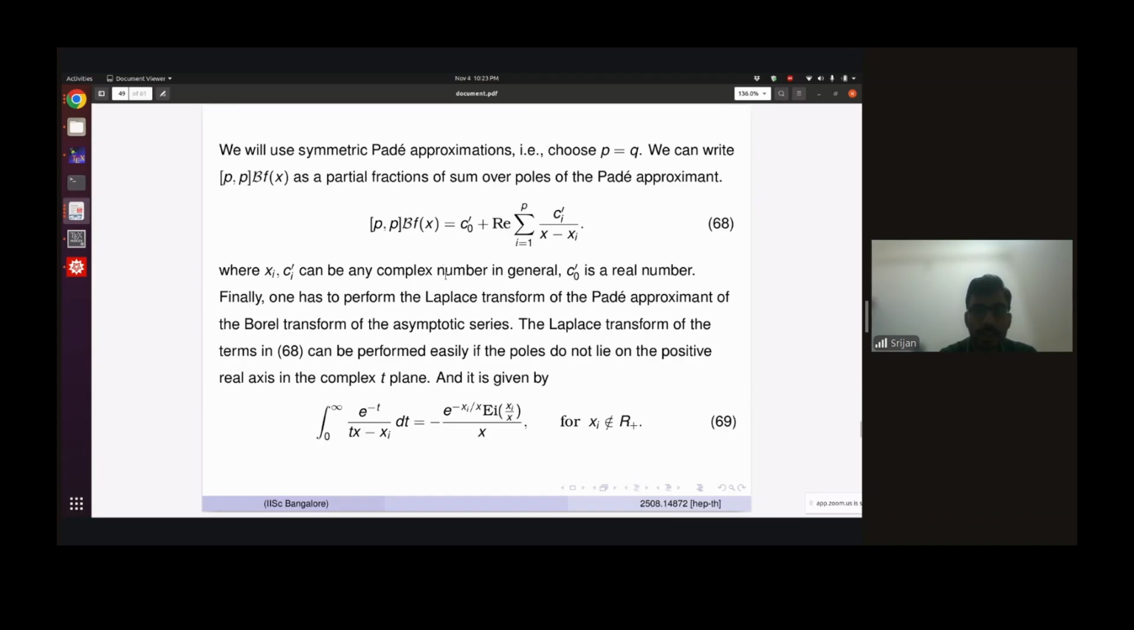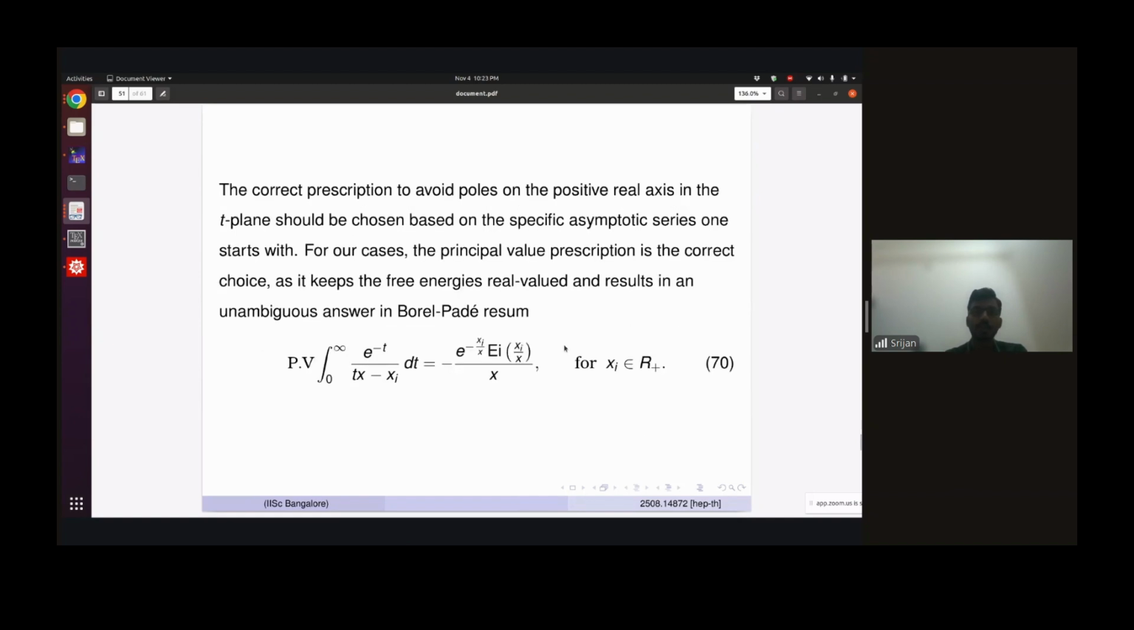So then finally, again, you have to do the Laplace transform. The Laplace transform is fine when these xi's are not on the real axis, so you can just directly do the integral. So there is no pole obstructing the 0 to infinity integral. But if there are poles on the real positive axis, sorry, then that will obstruct this contour, and you have to take this principal value prescription.